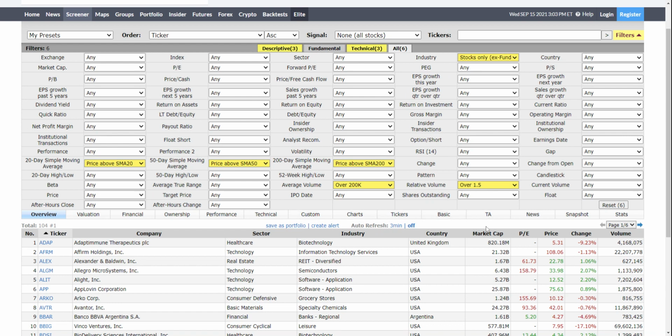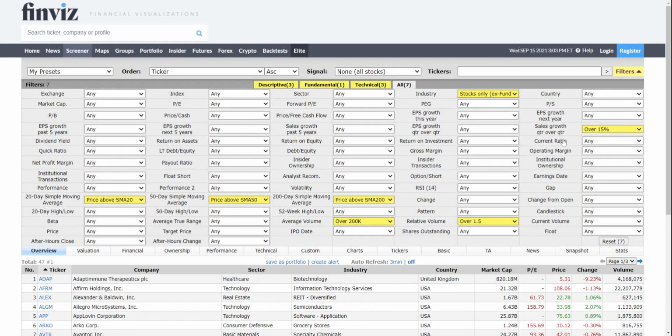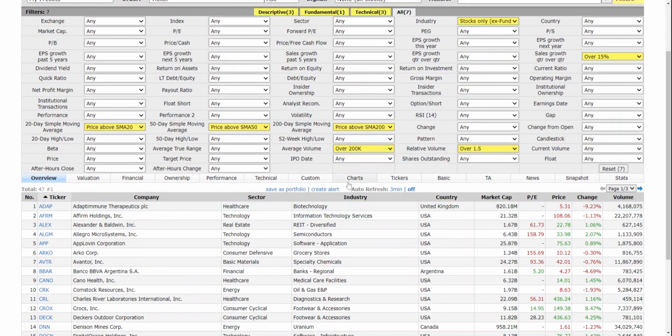What I really want to look at is the sales growth quarter over quarter. I want it to be over 15%. Okay, why is that? Because it's not a research or an opinion. It's basically that the company has grown in the following 3 months. You feel me? So yeah, over 15%, and then I will be looking at the charts.